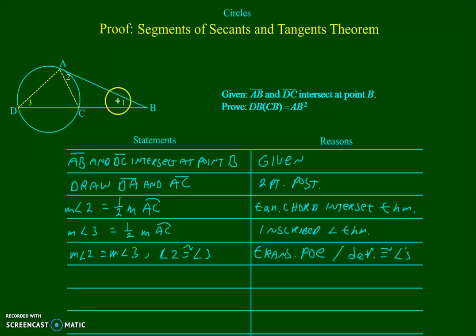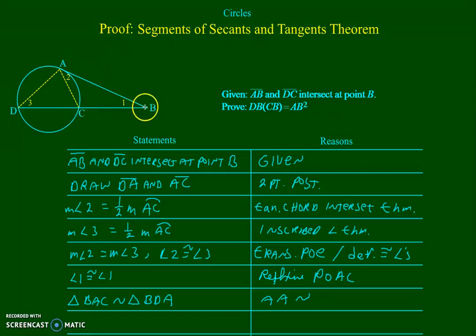We can say that angle 1 is congruent to itself by the reflexive property. And therefore, those two triangles are similar by angle-angle similarity. I have now angle 1 is congruent to itself by the reflexive property of angle congruence. And that gives us triangle BAC is similar to triangle BDA by angle-angle similarity. This leads us to our proportion.